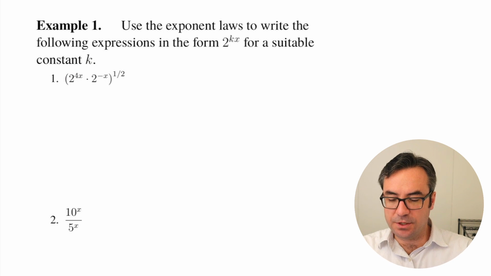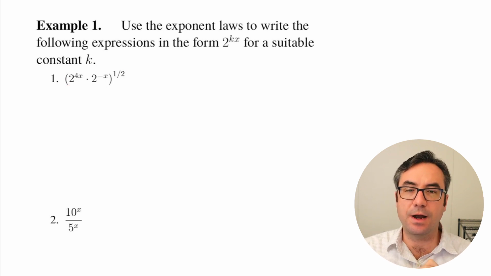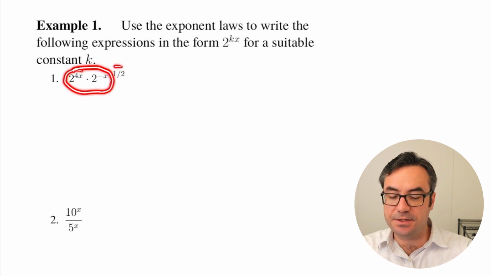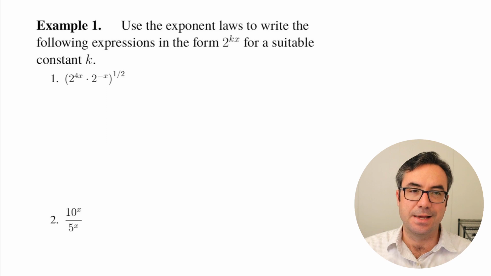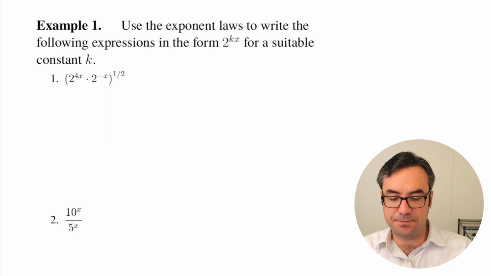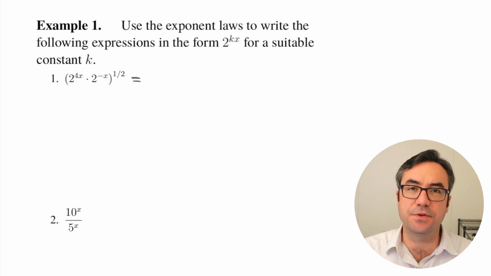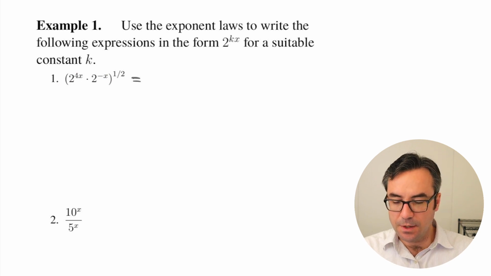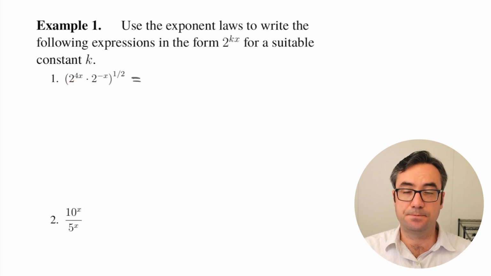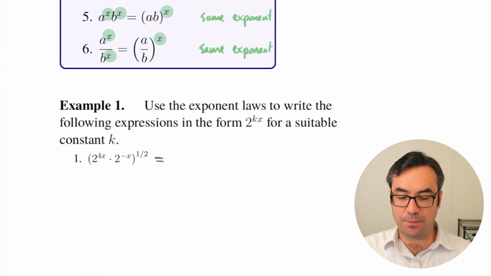All right, let's look at this first one. We have 2 raised to the power 4x times 2 raised to the negative x, and then this whole thing getting raised to the power 1/2. Where could we start with this? Well, I might start by looking at what's in the parentheses here. What do we have? We have 2 base terms that are getting multiplied together, and they're both base 2. So let's go back to our properties.